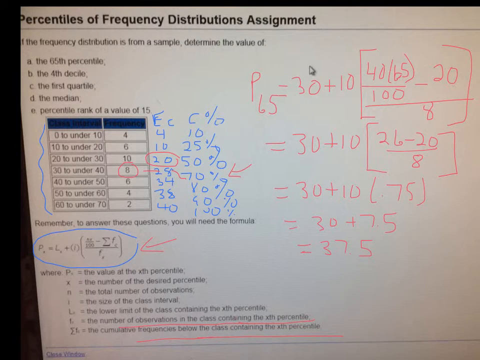So if we move on to your second question here, the sigma FC just means the sum of the cumulative frequencies up to that point. And so that's where I got the 20 from in this one. That's the total so far in the row above the one where we find the percentile that we're looking for.